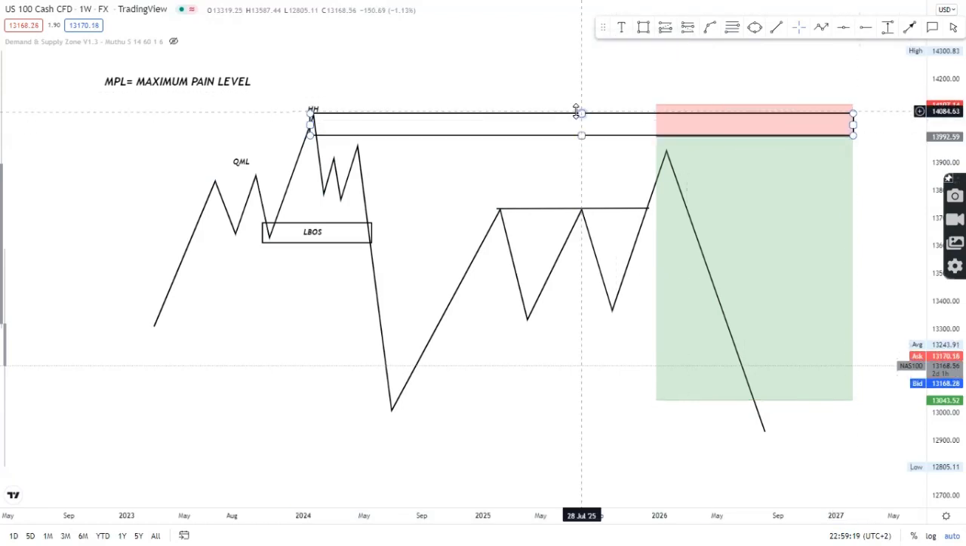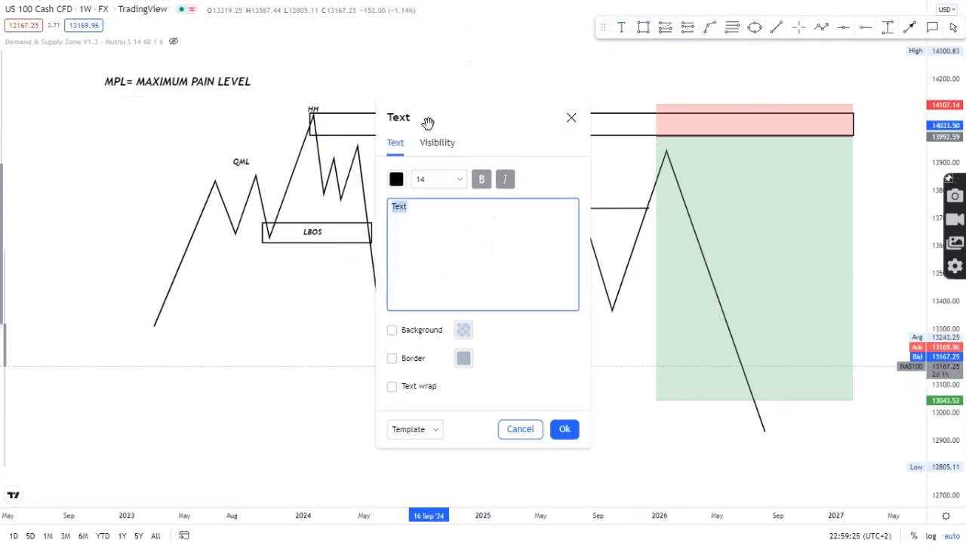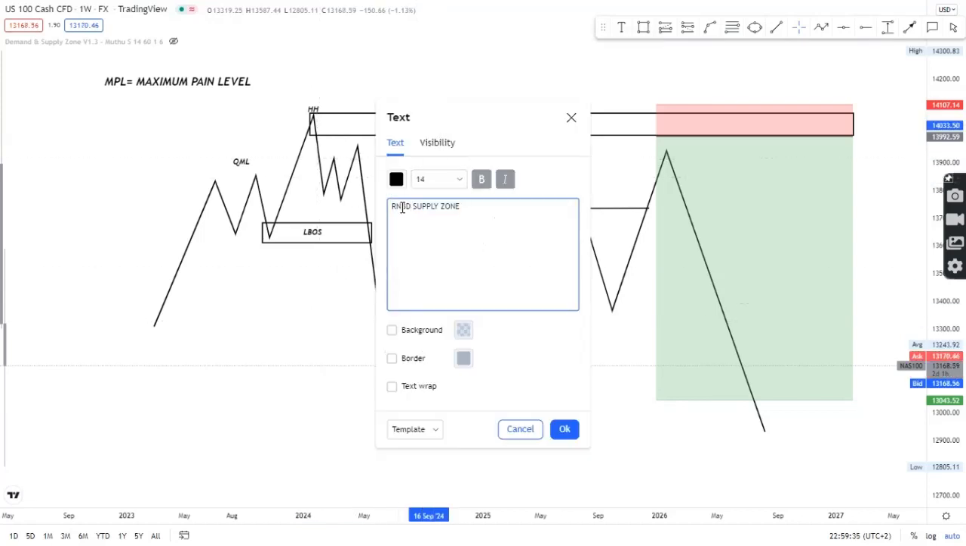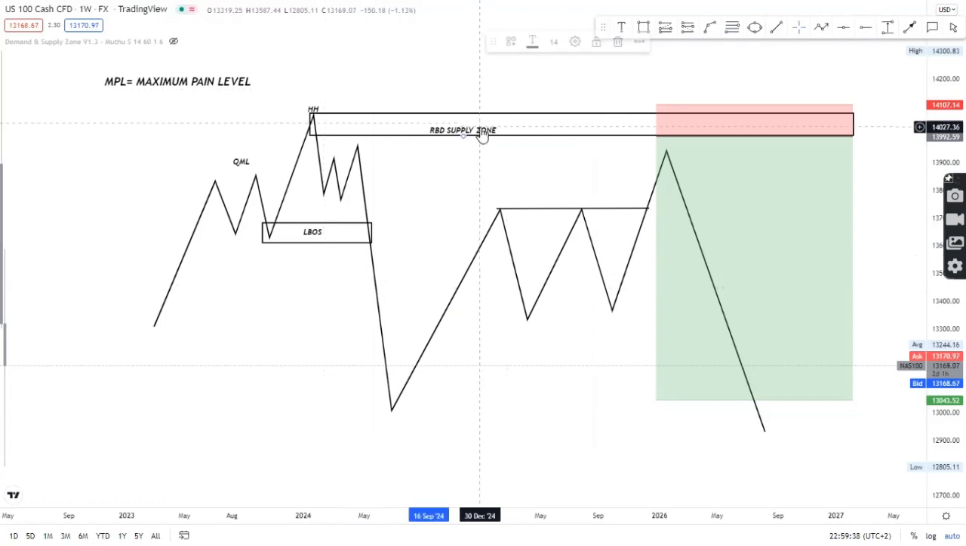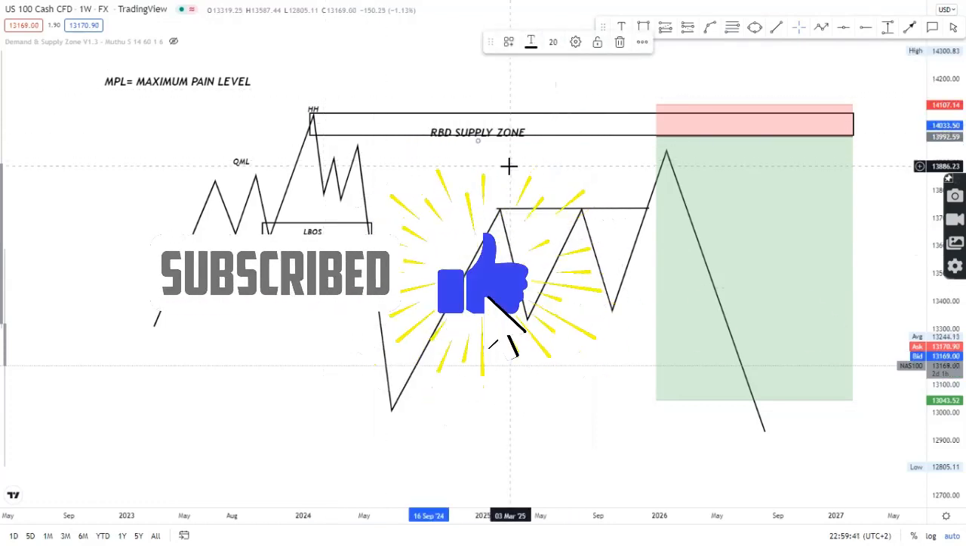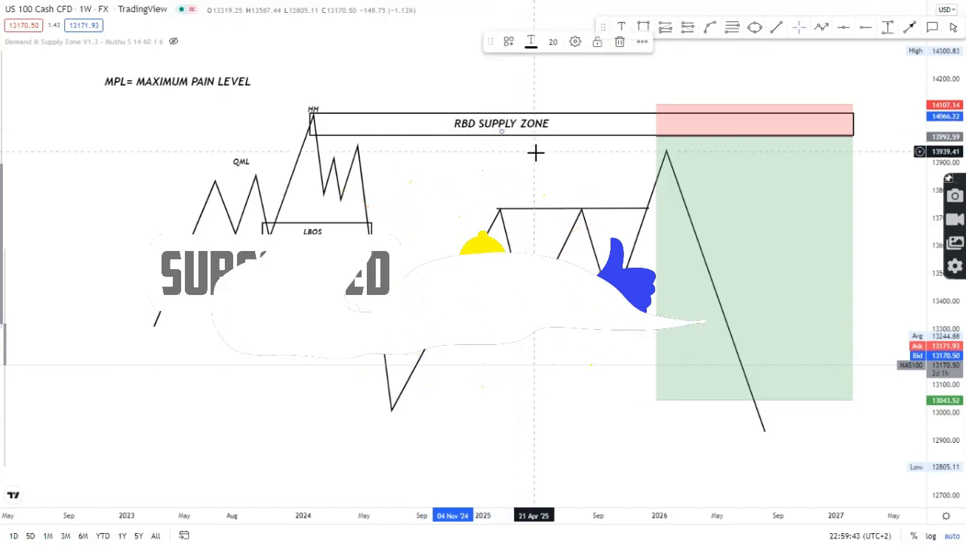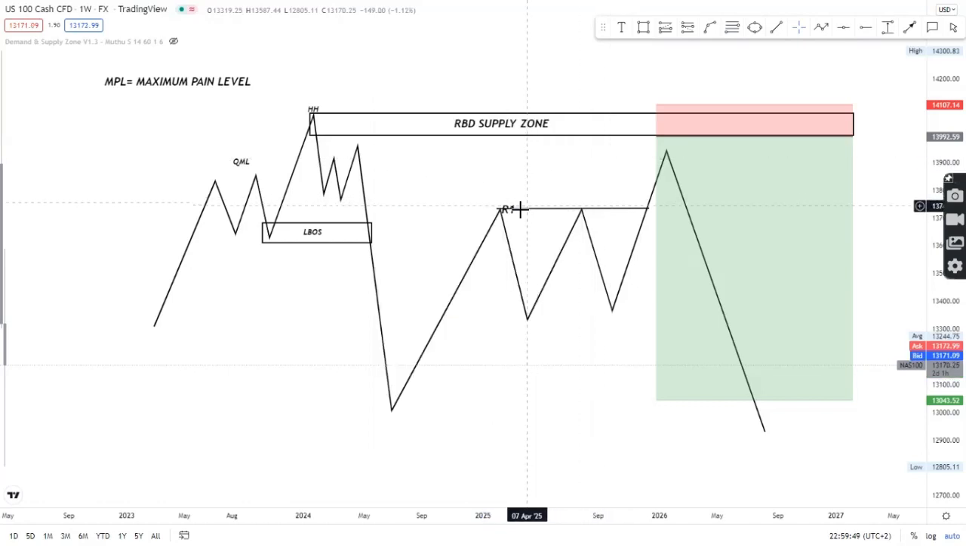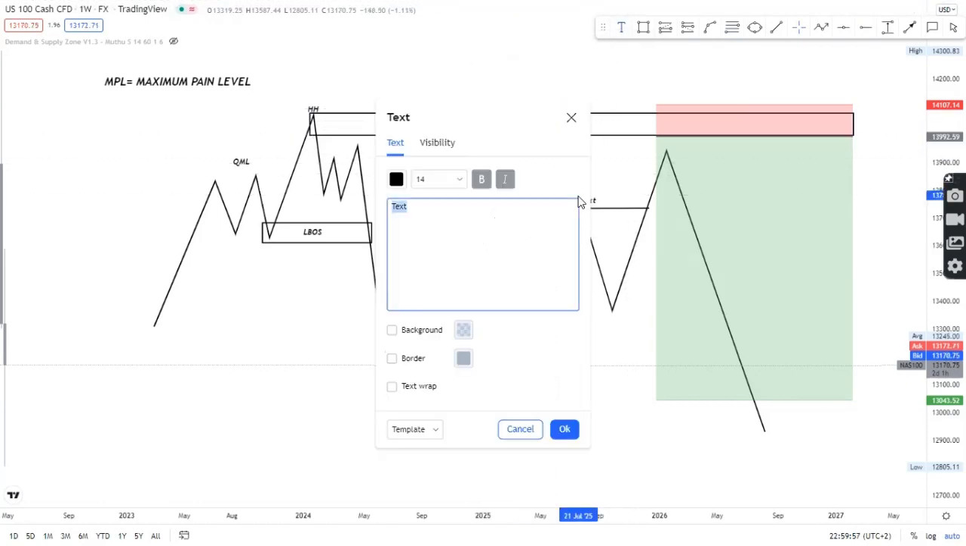So always make sure that this higher high right here is a fresh supply zone. You have to look for a rally base drop supply zone, and this rally base drop supply zone is supposed to be a fresh one. Very important, because once it's not fresh, it means that there will probably be fewer orders and the market is more likely to just violate that and actually go to the upside. So it's always important to make sure that either that MPL or that rally base drop supply zone is fresh. It's always important, ladies and gentlemen.